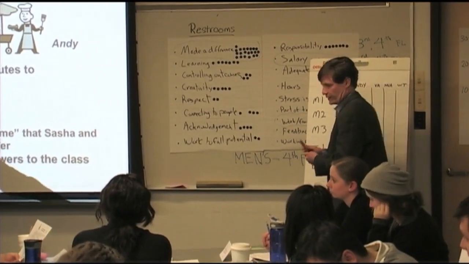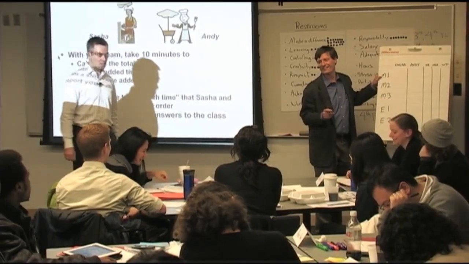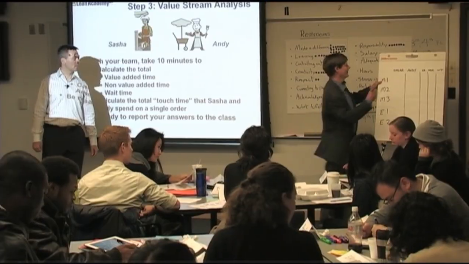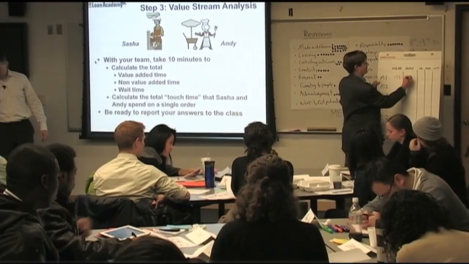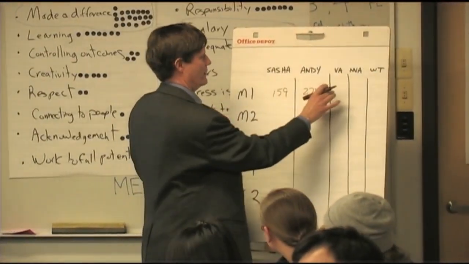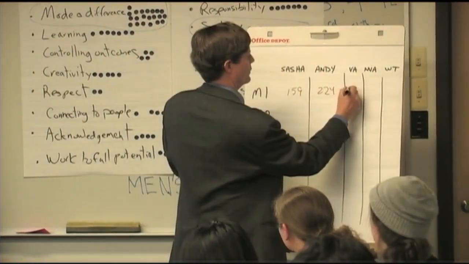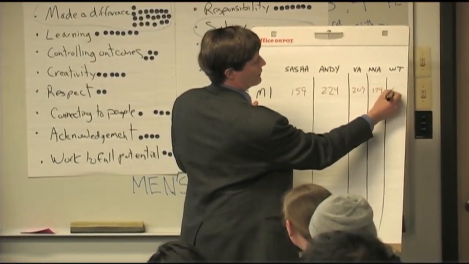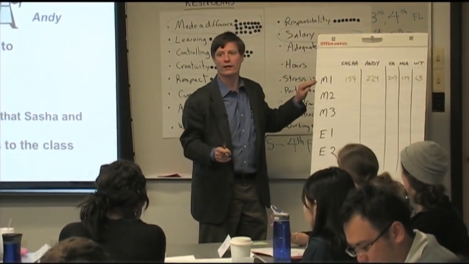All right, we're going to start up here because you look very ready. You're starting to search for solutions here. Sasha, how much is he working? Or she? 159, okay. Andy? 224. Okay, now wait and neither should be the same. So let's look at value added, non-value added. 209, 174, 63 wait. All right, that seems reasonable.